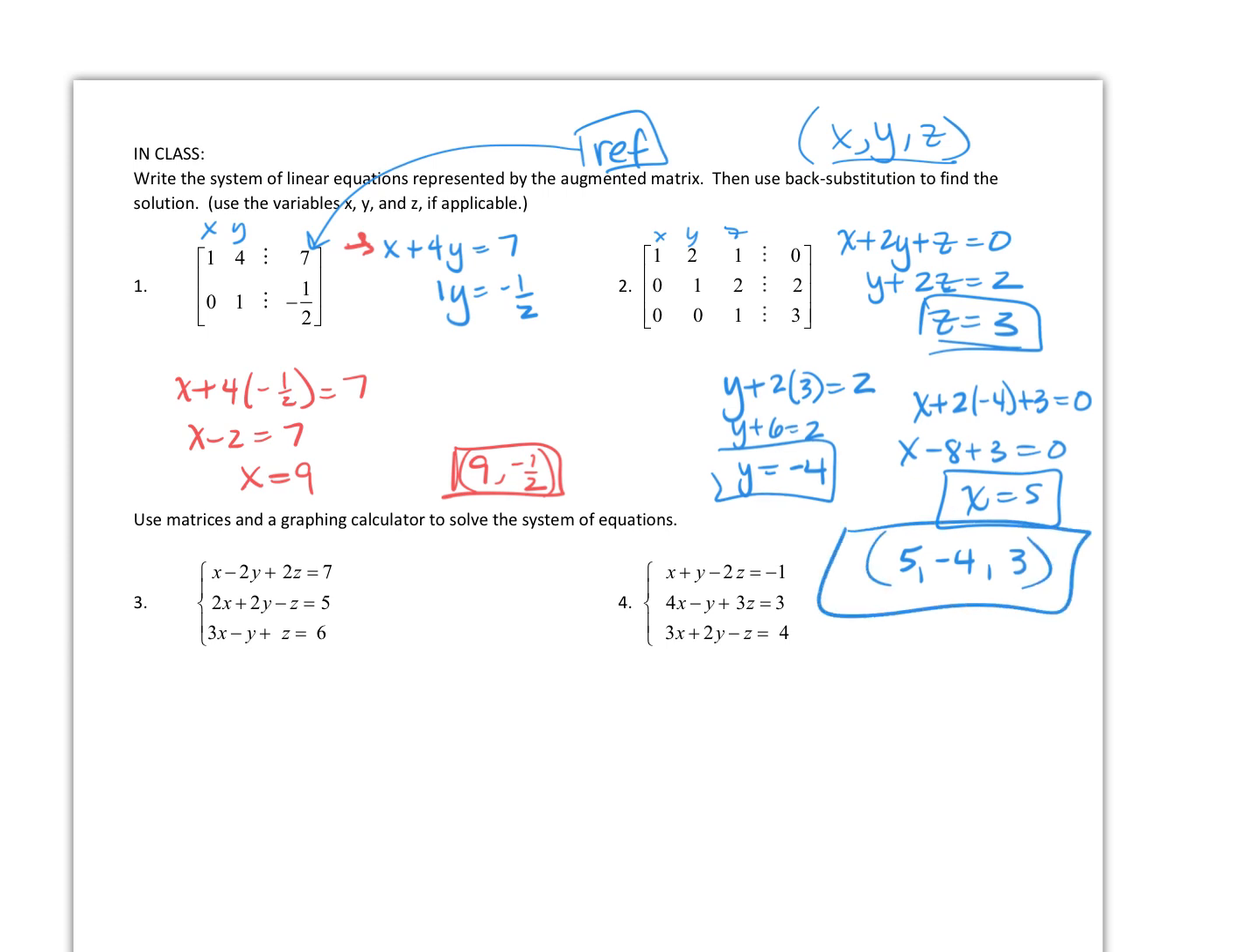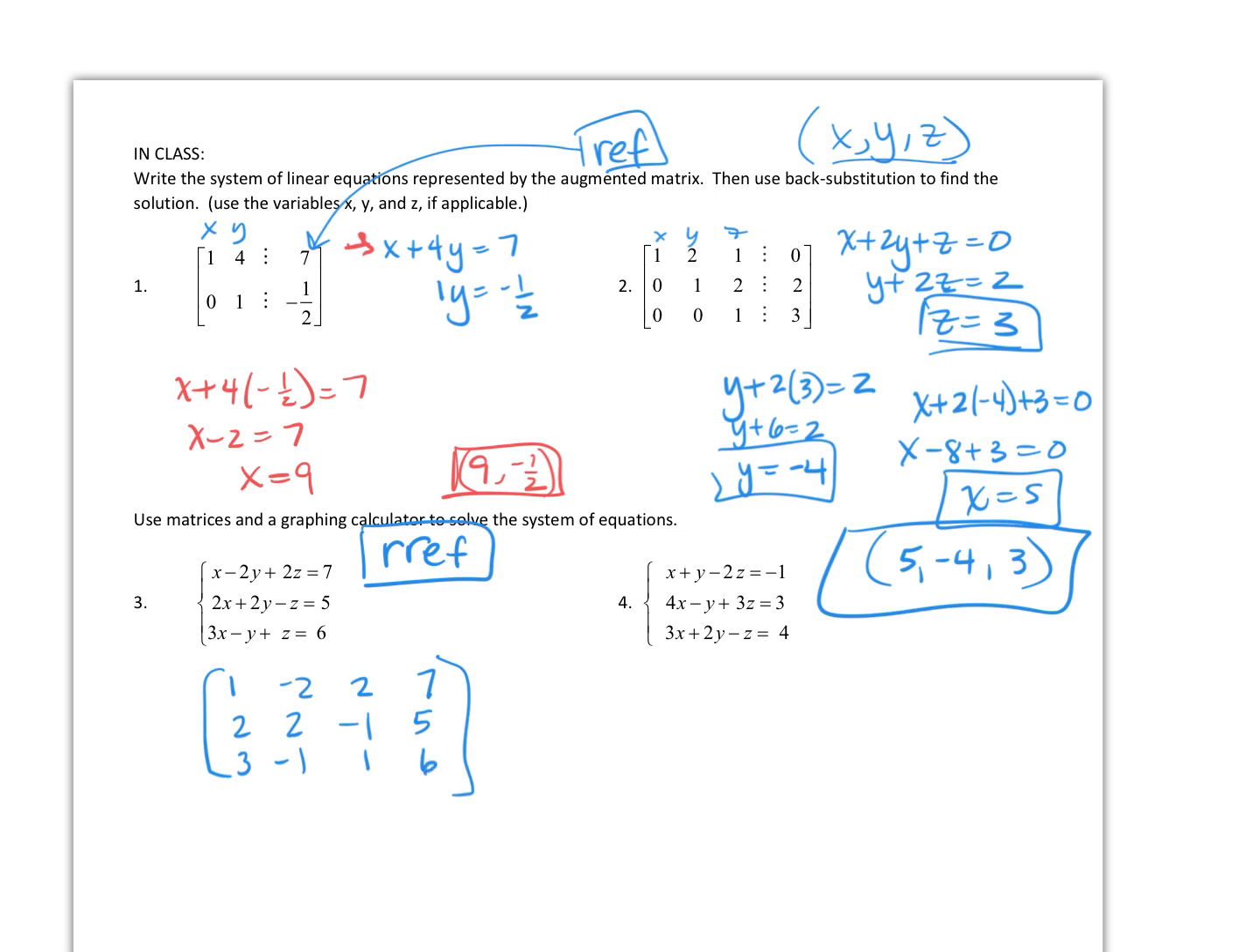Okie doke? Easy enough? Now, use matrices and a graphing calculator to solve these systems. So I want to put it in reduced row echelon form. That's the command I want in my calculator. So before you put in the calculator, you got to know what matrix to put in there. That's the augmented matrix. So I would put in 1, -2, 2, and 7. 2, 2, -1, and 5. 3, -1, 1, and 6.